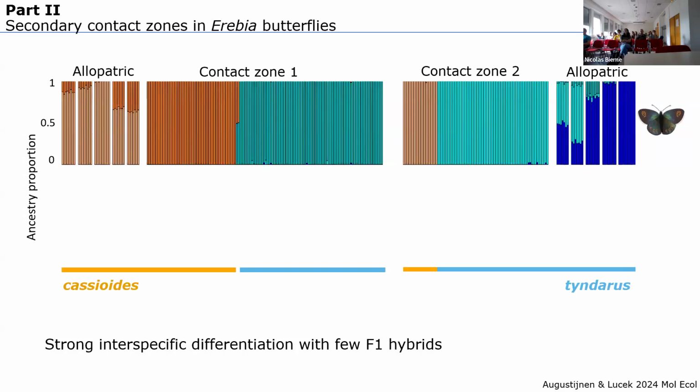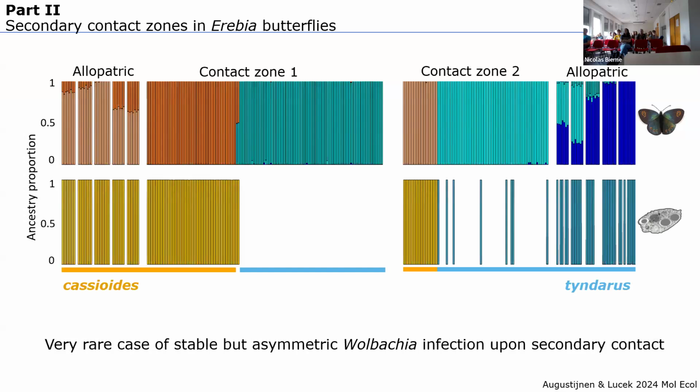But why am I talking about Wolbachia? You will see now the structure analysis, the mixture analysis for Wolbachia. And what we see is that all the Cassioides have Wolbachia. 2 F1 hybrids have Wolbachia, actually the strain from Cassioides. Alpine Tindarus have a high prevalence of Wolbachia, but at the contact zone, they have either lost it or reduced the prevalence significantly. So we have a very rare case of stable but asymmetric Wolbachia infection upon secondary contact.